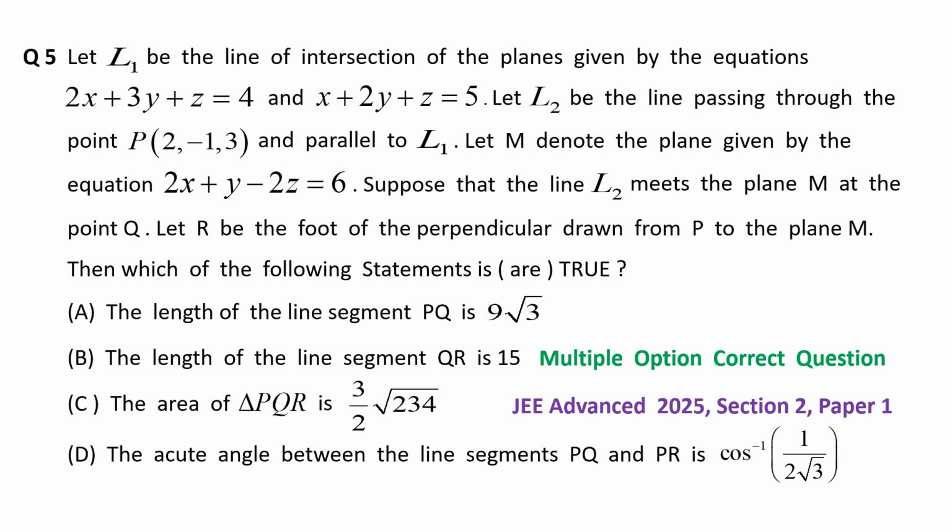The first option is the length of the line segment PQ is 9 root 3. The second option is the length of the line segment QR is 15. The third option is the area of triangle PQR is 3 upon 2 into square root of 234, and the last option is the acute angle between the line segments PQ and PR is cos inverse of 1 upon 2 root 3. Now students, we start solving this question.